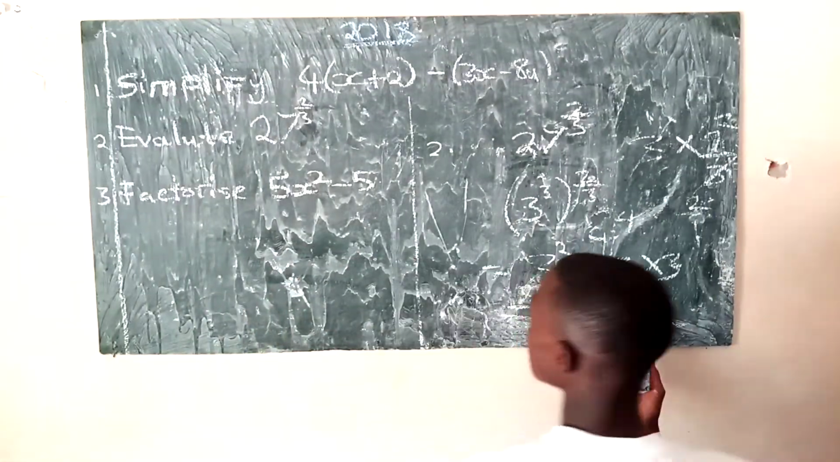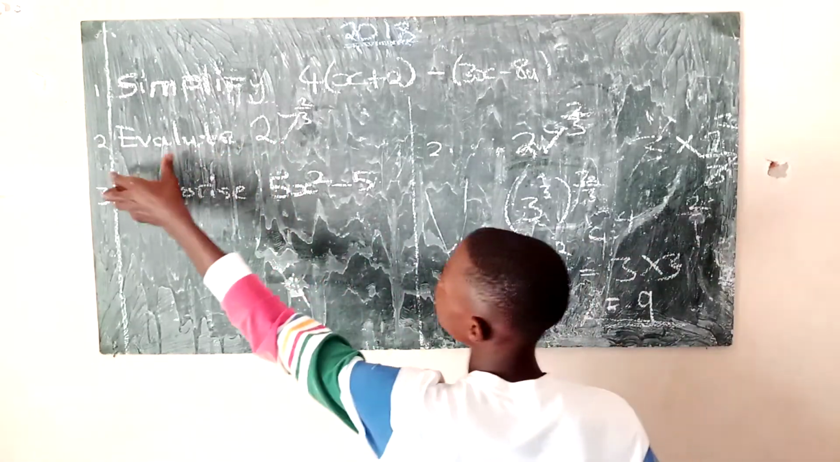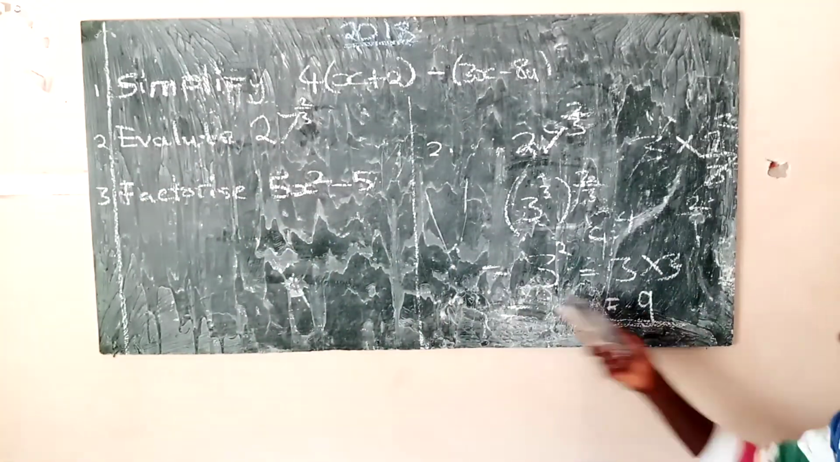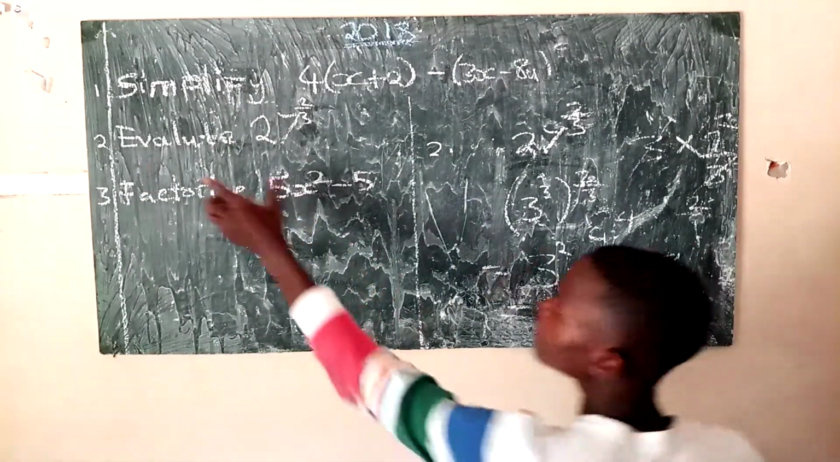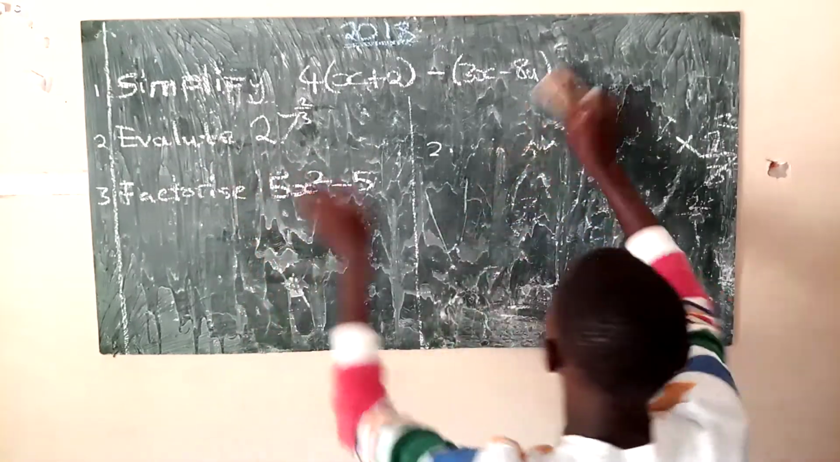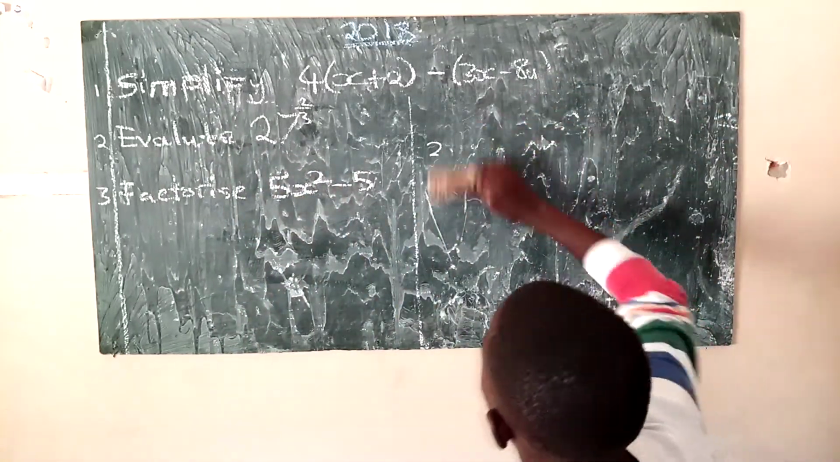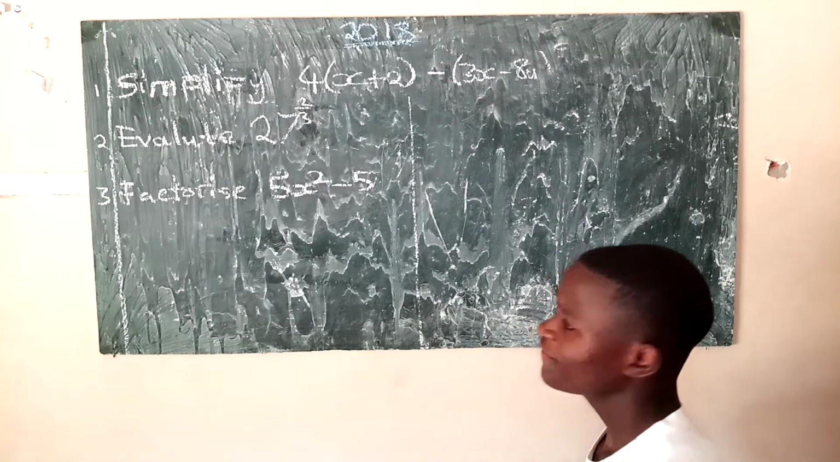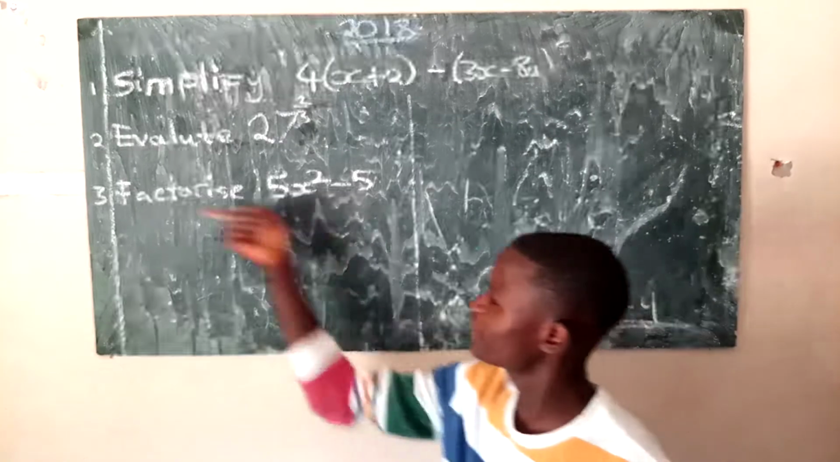So this is the number they were asking us to evaluate. If we evaluate this, you get the answer, this one. So that's the meaning of evaluation. Let's go to the third one. The third question is saying factorize. What does it mean when they say factorize?